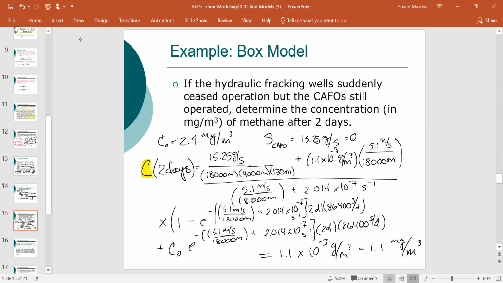So the moral of the story is, in this case, under these conditions, in this size cell, the CAFOs actually don't have any significant contribution to the concentration of methane. It's entirely the wells that were contributing to that concentration. And it's not surprising, really. The source from the wells was roughly 3,500 grams per second, but only 15 from the CAFOs.